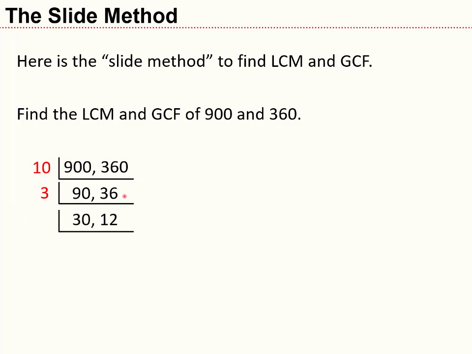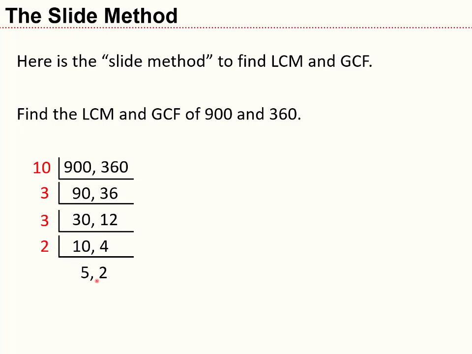30 and 12. Let's keep going. And basically, we're going to keep doing this until I can't do it anymore, until I have to stop. 3 is a factor of those. I'll factor out 3. 10 and 4, do you see a common factor? At this point, I think the only common factor remaining is 2. I divide out 2. I get 5 and 2. And at this point, I'm done.